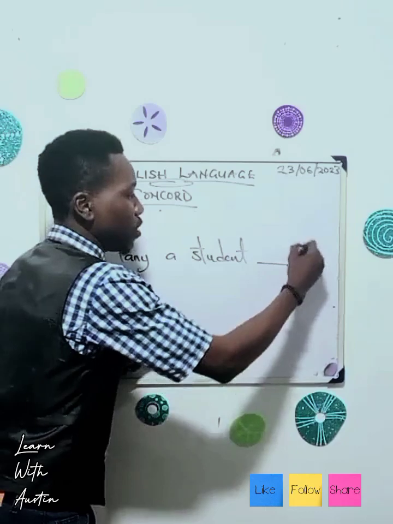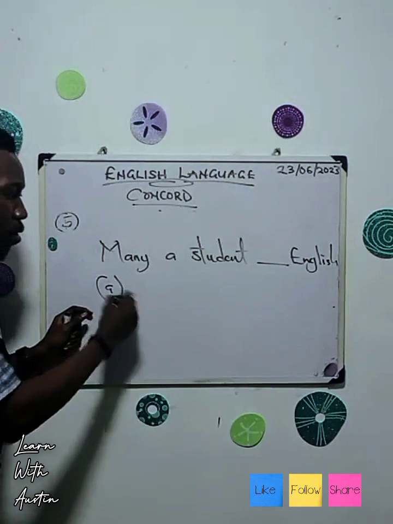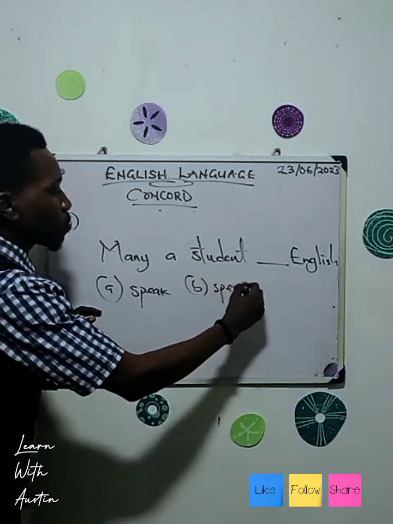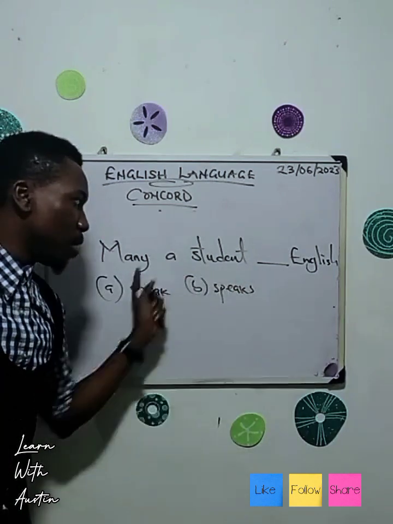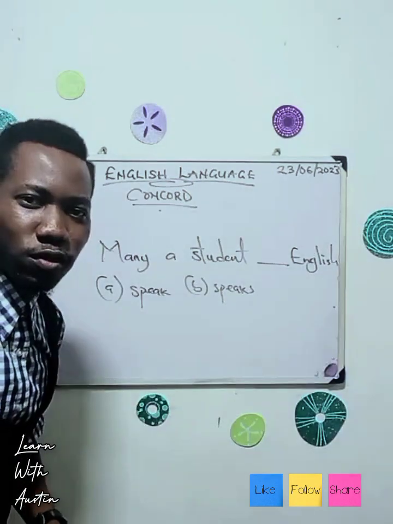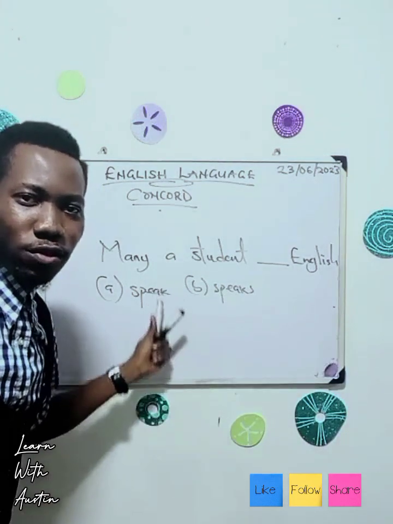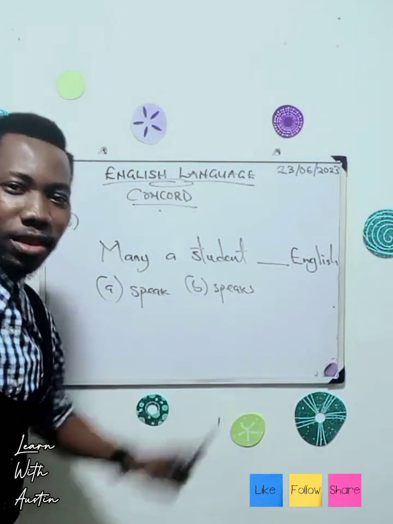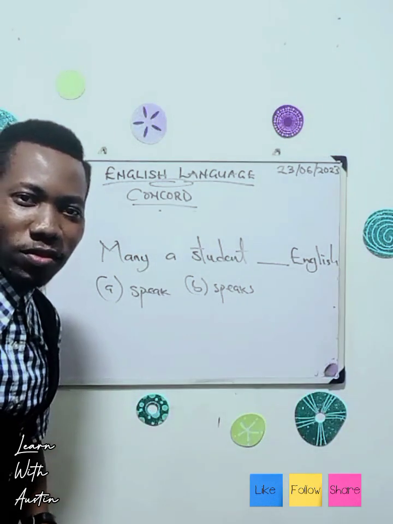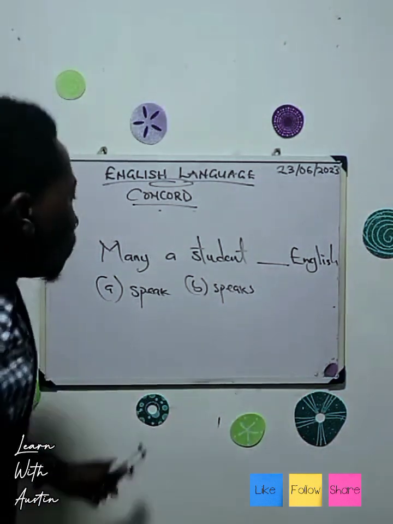Many are students dash English. So what will be the correct answer among the options? Is it speak, or is it speaks? Many are students speak English, or many are students speaks English. Speak or speaks. Thank you, Skyboy, for the rules. Thank you. B. Speaks. B. Speak. Okay.